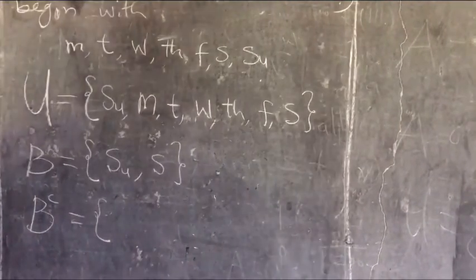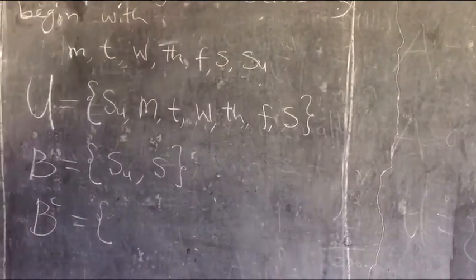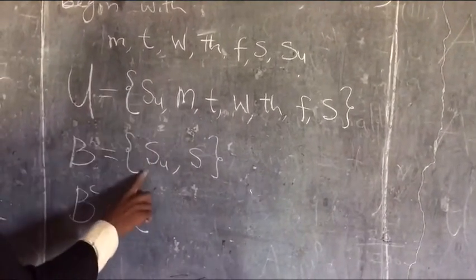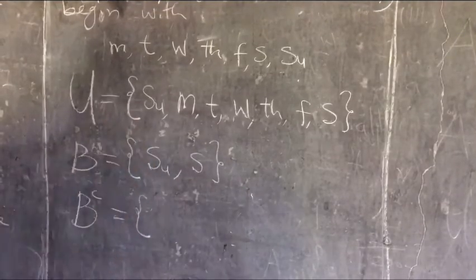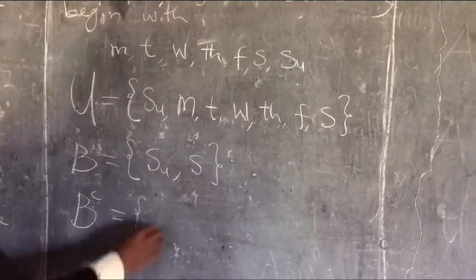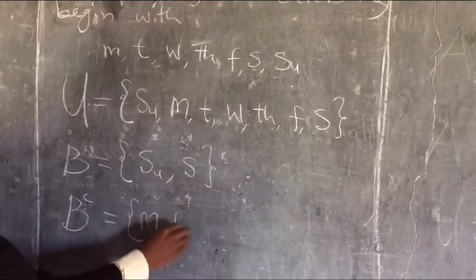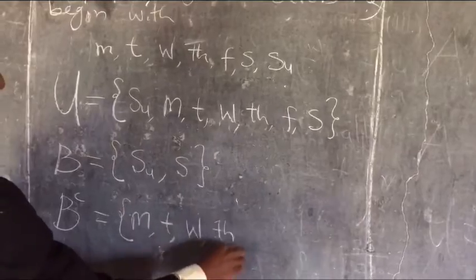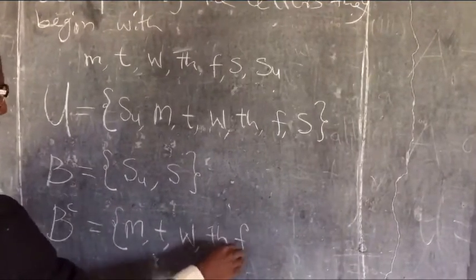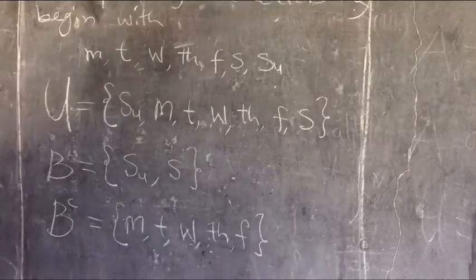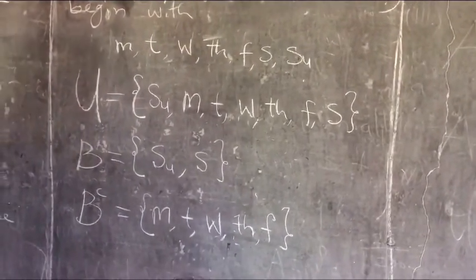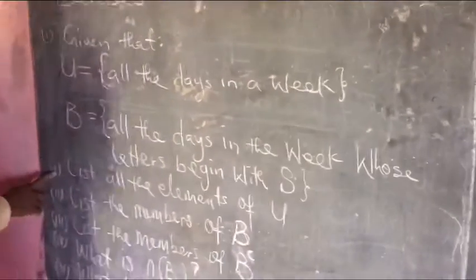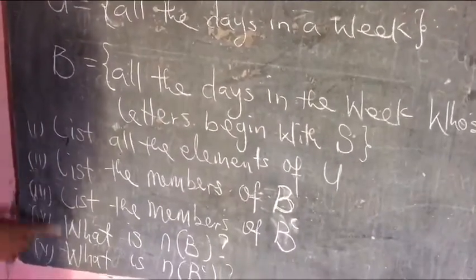And then B complement. So what is the complement? Now, all the elements in the universal set that are not in B, the subset extracted from the universal set, so we get Monday, Tuesday, Wednesday, Thursday, and Friday. That is B complement. Now we have answered the first question, the second, the third.